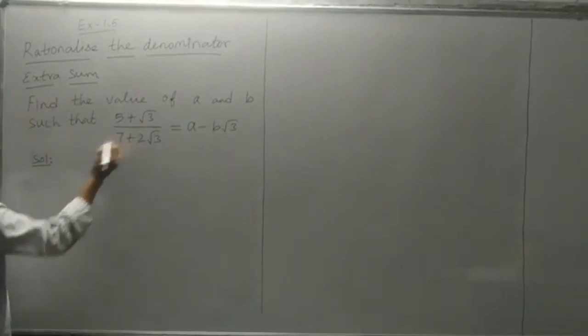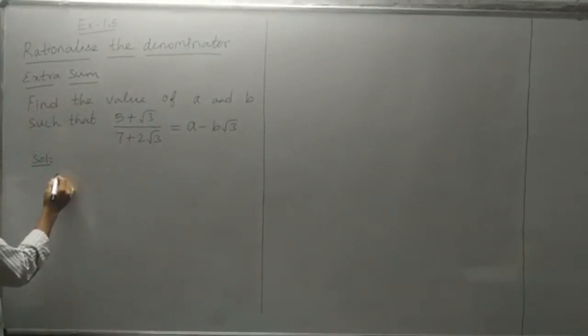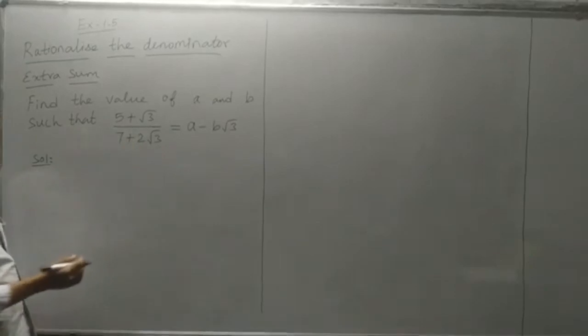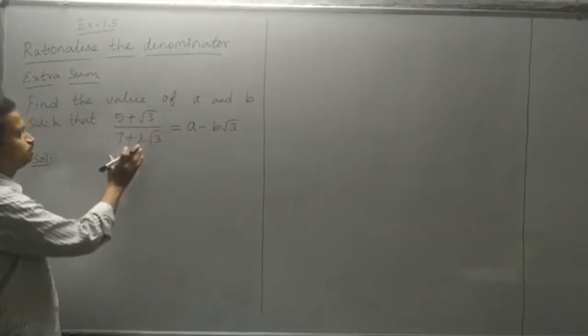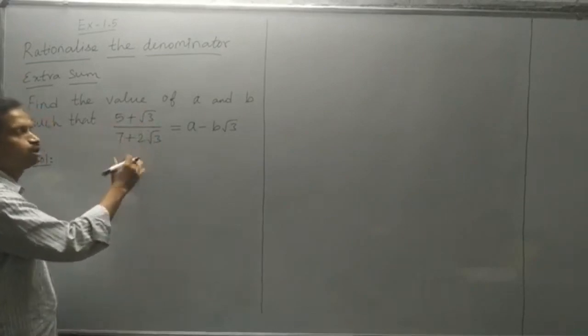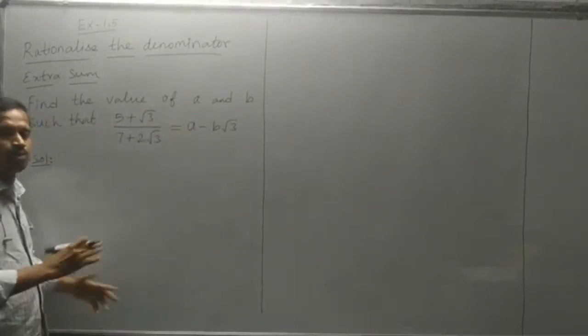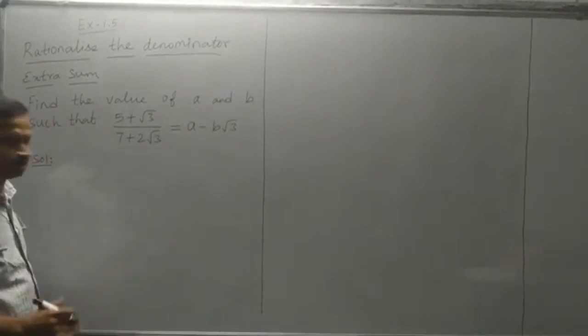So here, I am taking the left hand side. I am trying to rationalize it as we did in the earlier problems. So you have to rationalize the denominator of this, and you can get a and b by comparing the coefficients. This is the method.